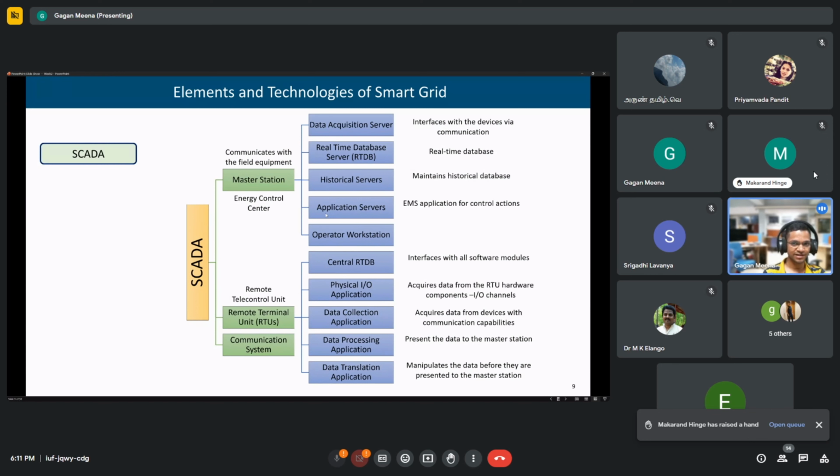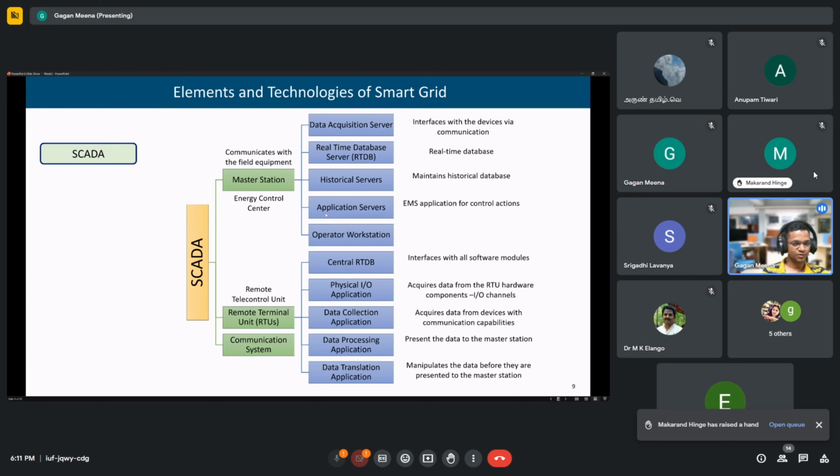Then we have the real-time database server, where real-time data is monitored. Then historical servers are there, where old historical data is available, which can be used further for analysis or offline estimation. And the real-time data server can be used for online estimation. Then we have the application server, which is used for running different types of applications, which can be used to generate any kind of control actions which are required to control any of the equipment. Then there are operator workstations.